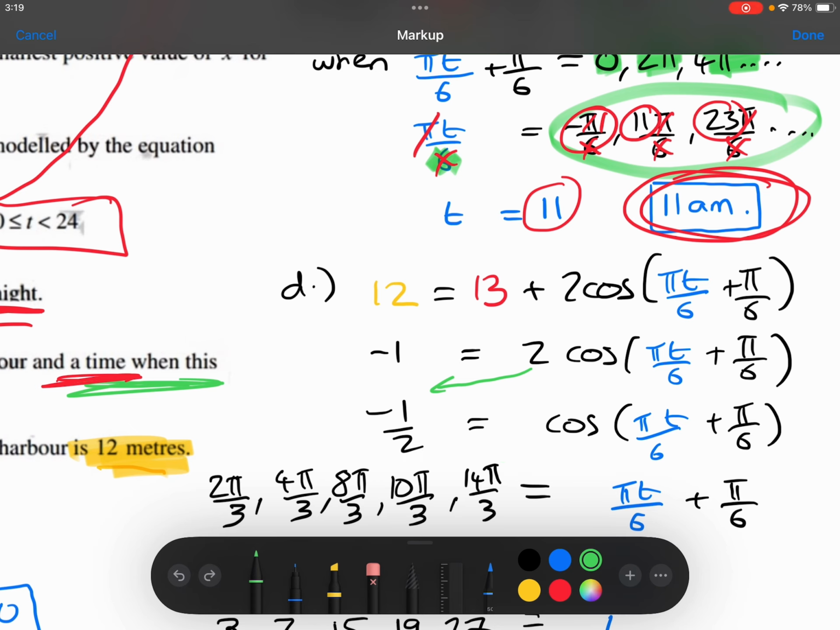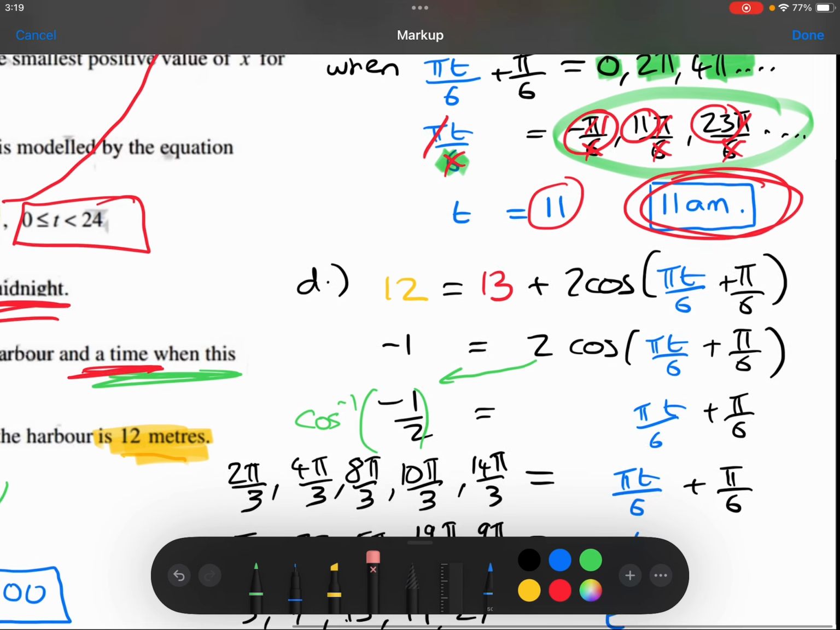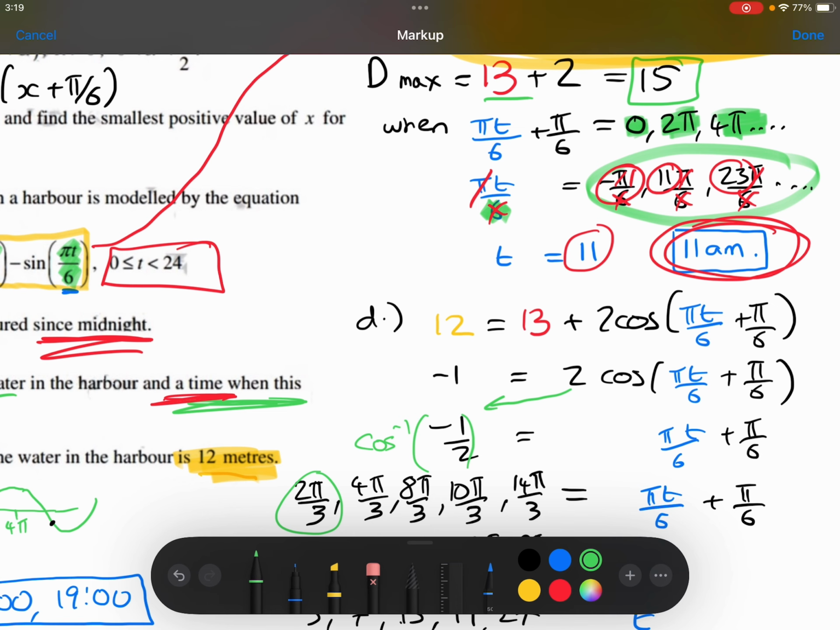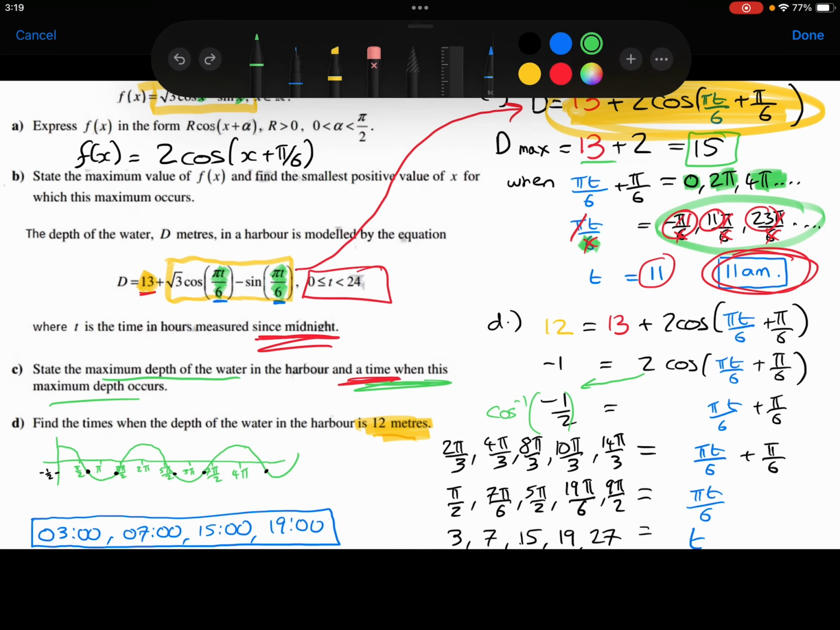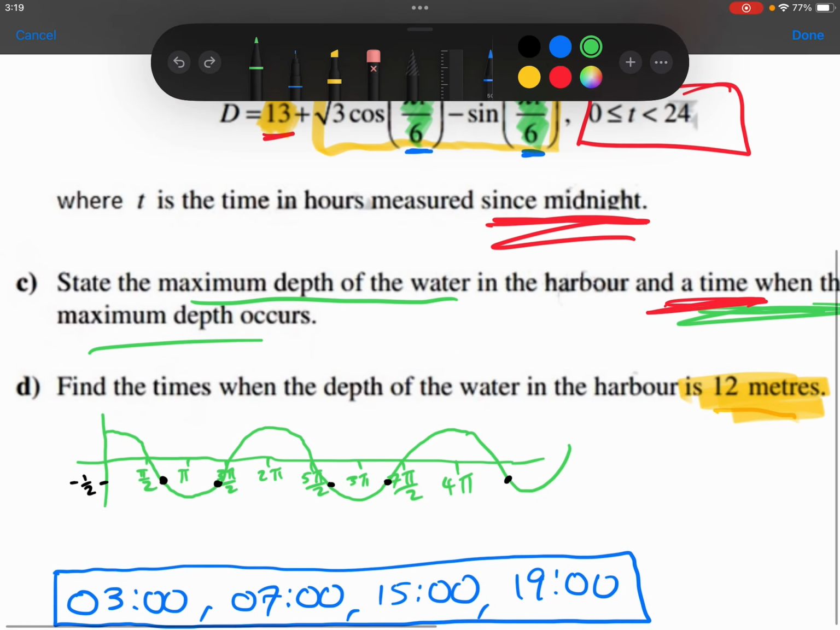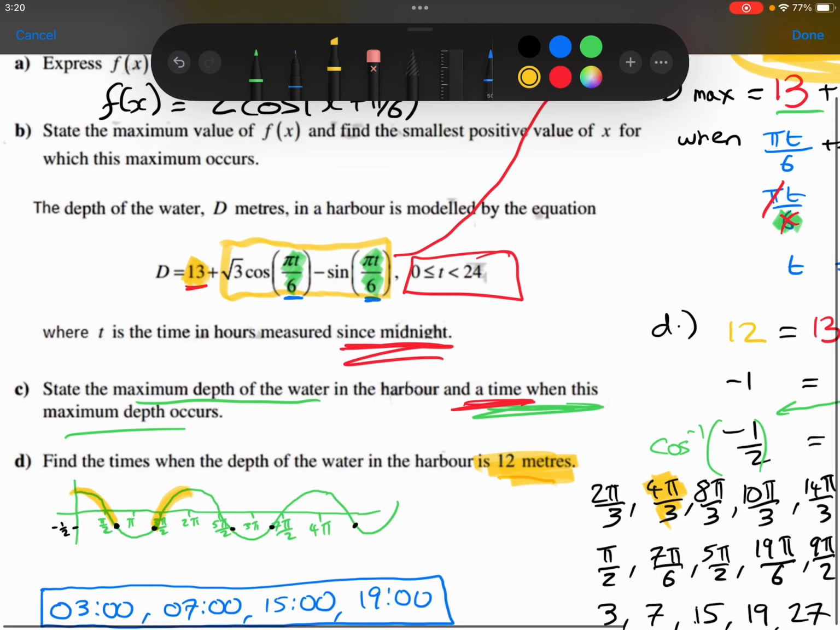Then I've done cos inverse of -1/2. And the first answer on my calculator was 2 pi over 3. I'm then using my graph to find other answers that it could be. So here is my first answer at 2 pi over 3. This will be the next answer, which will be 2 pi minus 2 pi over 3, which is the 4 pi over 3. We've then got 2 pi plus 2 pi over 3, which is the 8 pi over 3. I've then got 4 pi minus 2 pi over 3, which is the 10 pi over 3. And then finally I've got the 4 pi plus 2 pi over 3, which is 14 pi over 3.